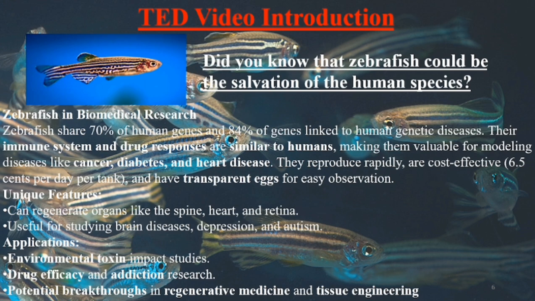eggs for easy observation. Some unique features of the zebrafish are that they can regenerate organs like the spine, heart, and retina. It's useful for studying brain diseases, depression, and autism. Because of that, we have some very useful applications like environmental toxin impact studies, drug efficacy, and addiction research, and it can bring potential breakthroughs in regenerative medicine and tissue engineering.